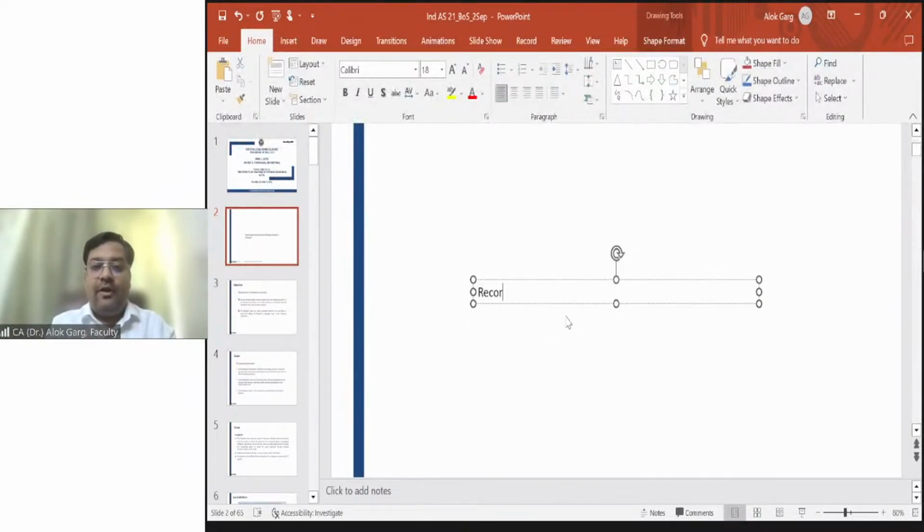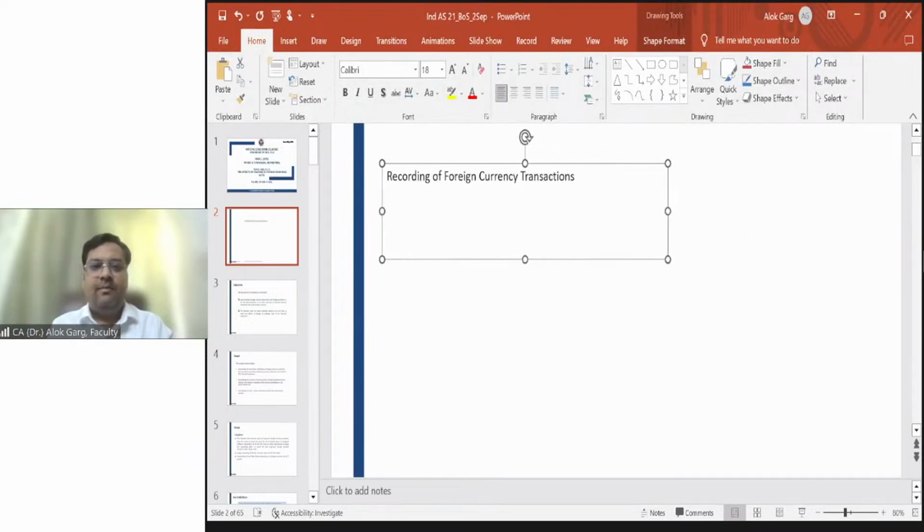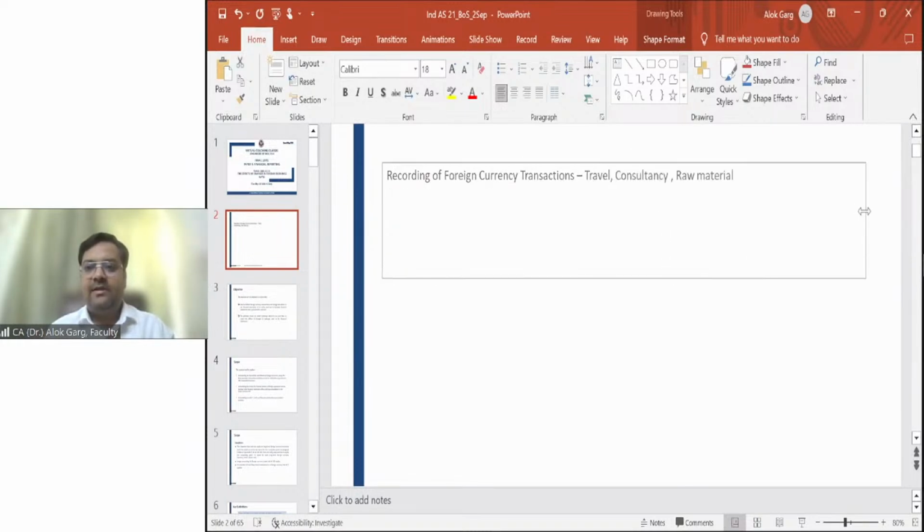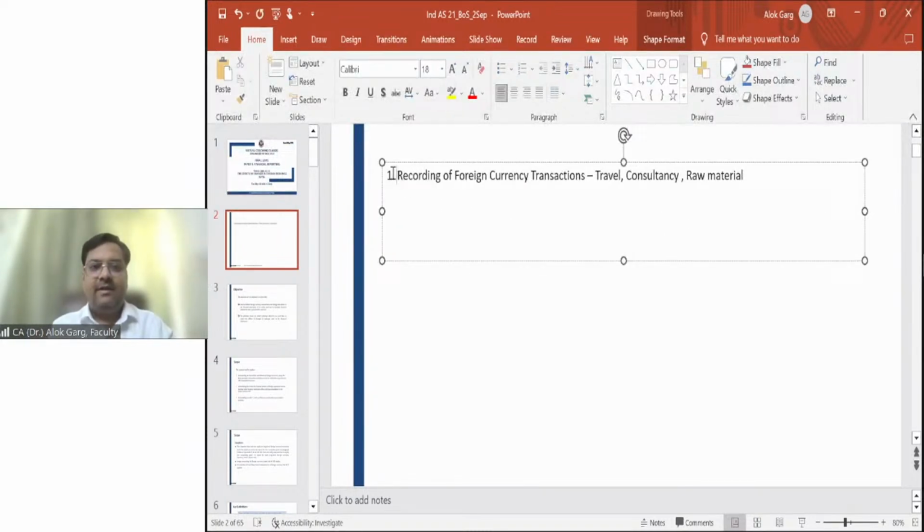First, I have talked about the recording of foreign currency transactions. Okay. So that is one, recording of foreign currency transactions, which we talked about. For example, why are these foreign currency transactions happening? For example, travel, consultancy, raw material acquisition in foreign currency. Right. That is number one. Number two, why it is required.